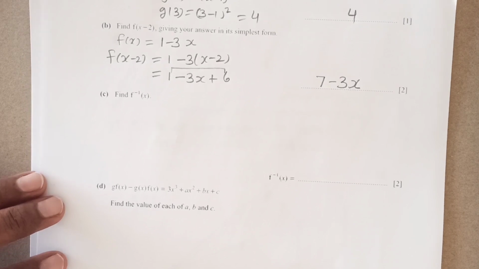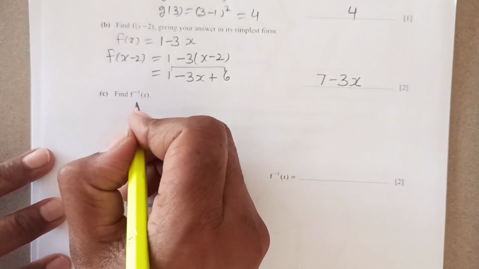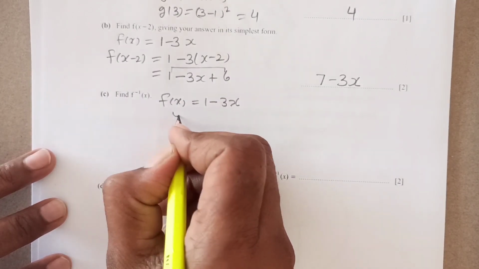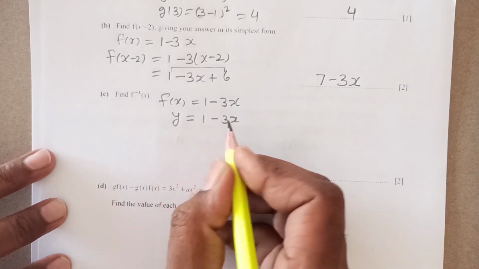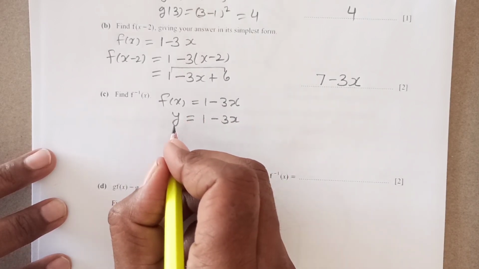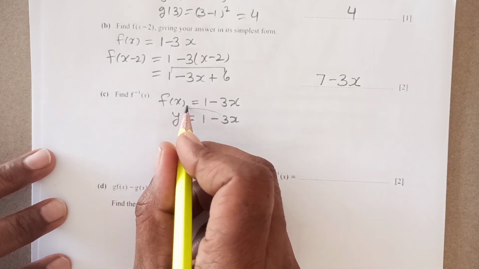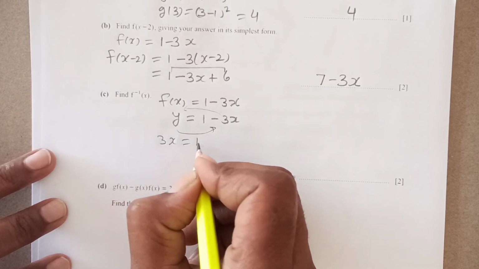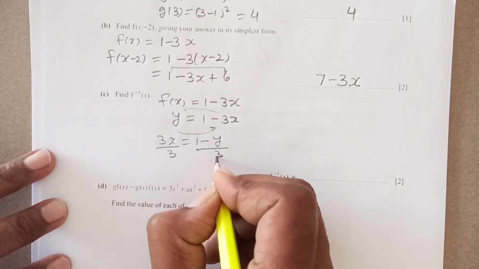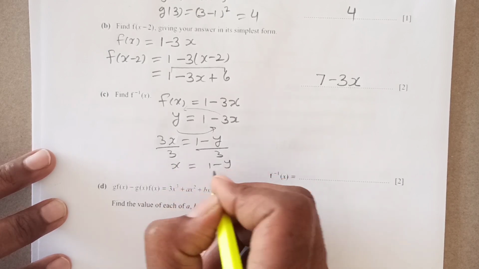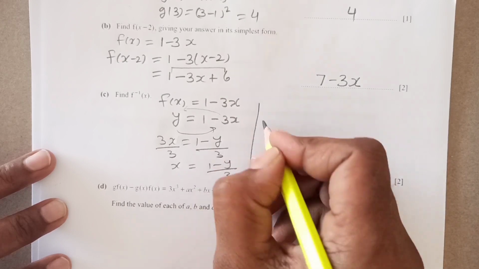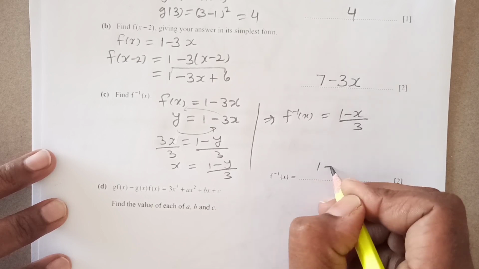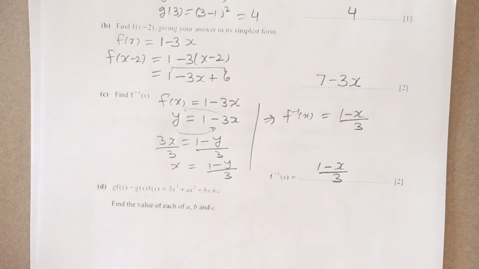Okay. Now find f inverse of x. For f inverse of x we will write down first f(x). f(x) is 1 minus 3x, right? So this is equal to y equals 1 minus 3x. Make x the subject. So I'm bringing 3x to this side and taking y to the other side. So 3x equals 1 minus y, divide by 3, divide by 3. So we get x equals (1 minus y) over 3. That means f inverse of x equals (1 minus x) over 3, right?